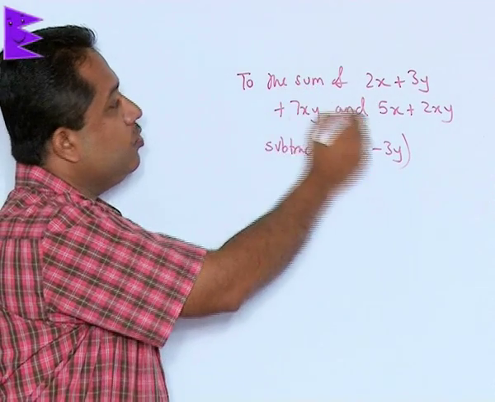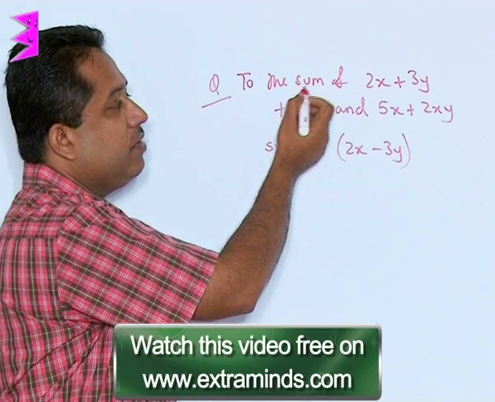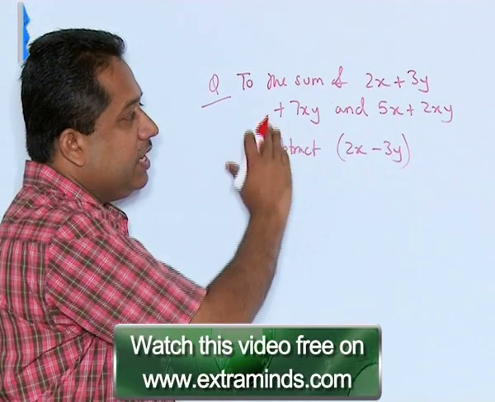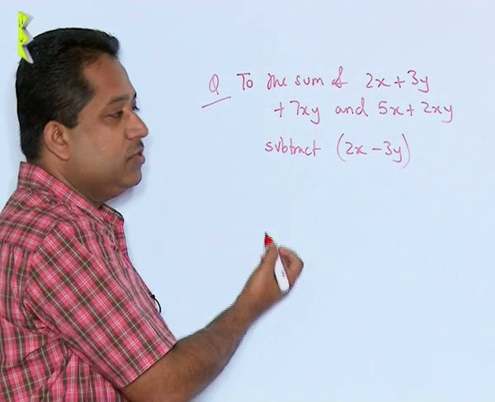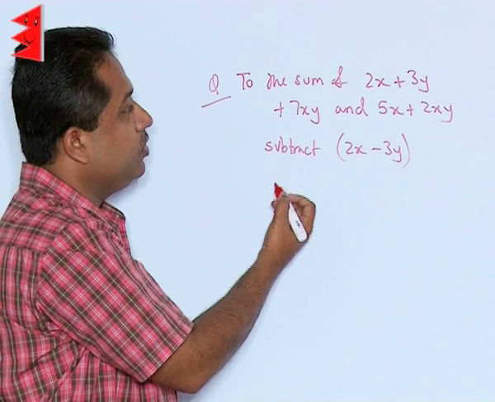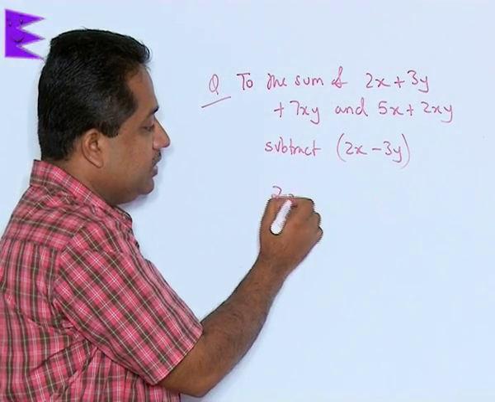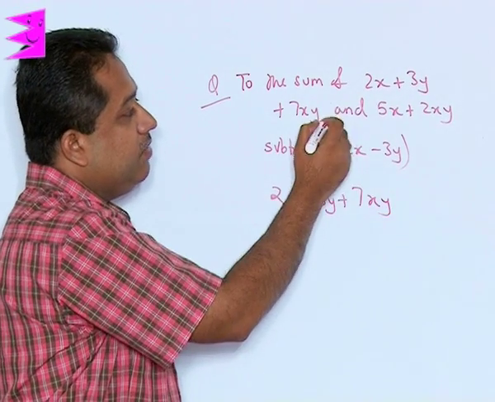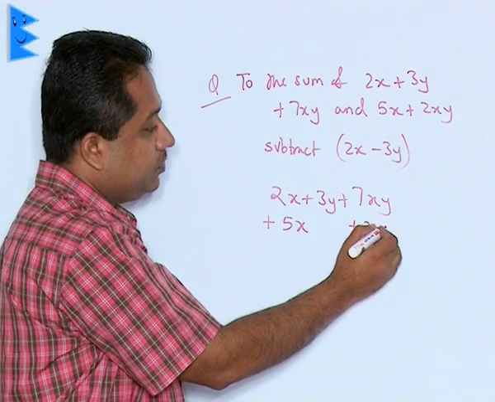So the first thing that we have to do in this question is add the terms given here, because we have to find the sum of these two expressions. And then after finding the total of these two algebraic expressions, we have to subtract 2x minus 3y. So this is a combination question of addition as well as subtraction. So for the sum, we are going to take 2x plus 3y plus 7xy, and we are going to add it to 5x plus 2xy.